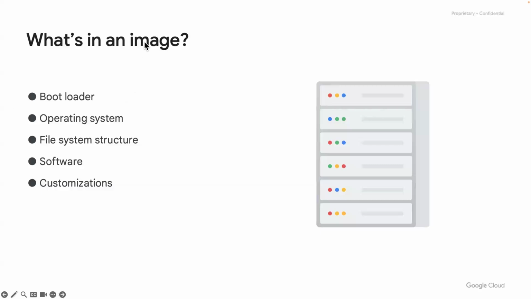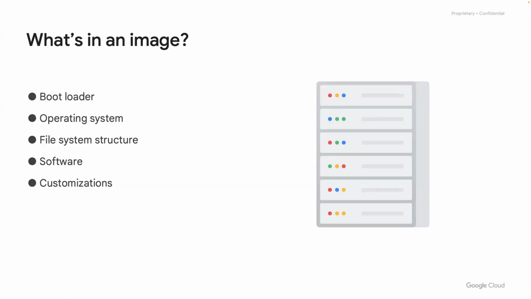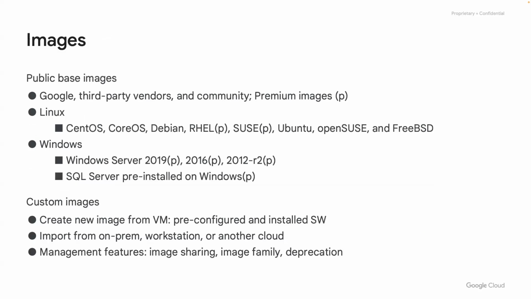What is an image? In an image, all the software is there: the bootloader, operating system, file system structure, software, and customization if you have any. All these things are included in that image. It's just like when you install an operating system on your laptop, the same thing.